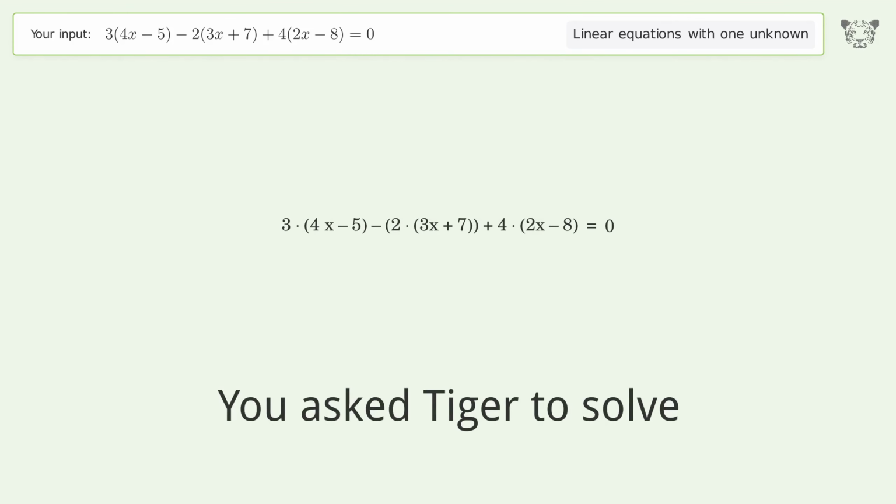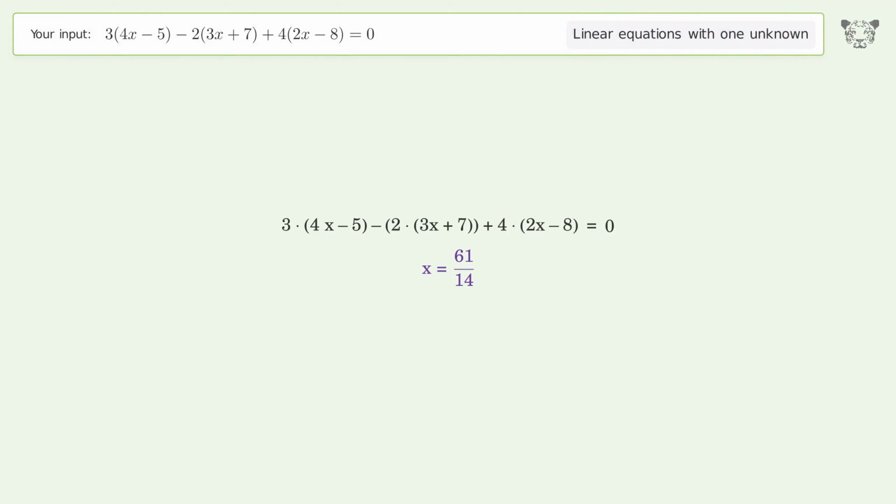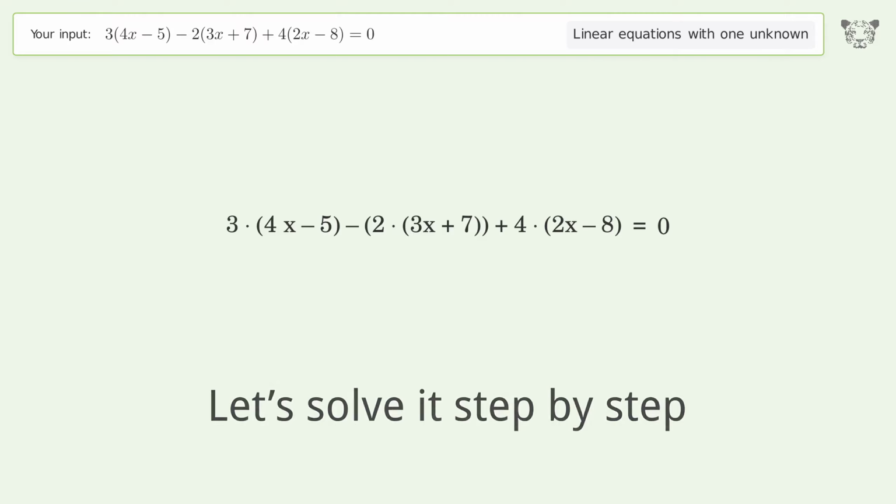You ask Tiger to solve this. This deals with linear equations with one unknown. The final result is x equals 61/14. Let's solve it step by step.